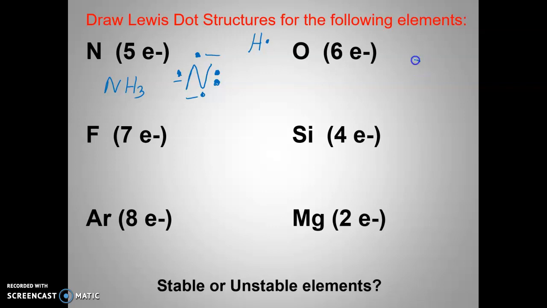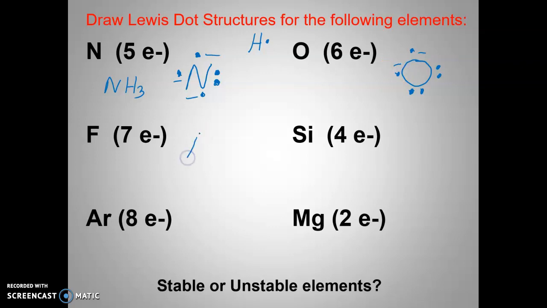For oxygen, again, I write the symbol for oxygen. I have 6 valence electrons to worry about, so start at 3 o'clock. 1, 2, 3, 4, 5, and 6. There's your correct drawing. You can see that it needs 1, 2 more electrons to become stable. Again, you don't have to draw those lines.